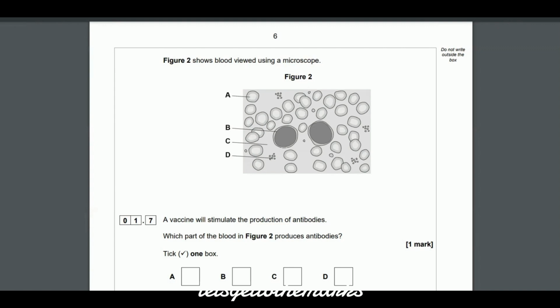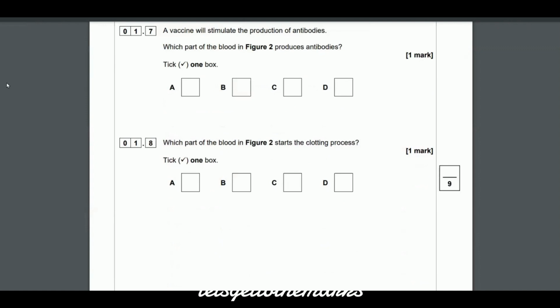So our answers here for these two are B, which produces the antibodies, and the platelets were D, tiny bits of broken cell that clot the blood. So how did you do out of 9? Check your answers. Let's move on.